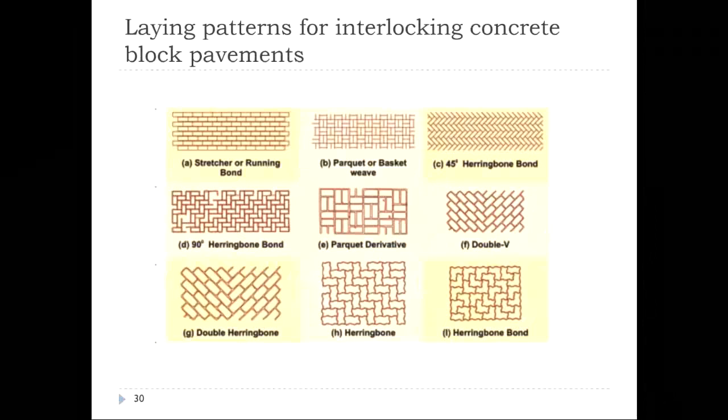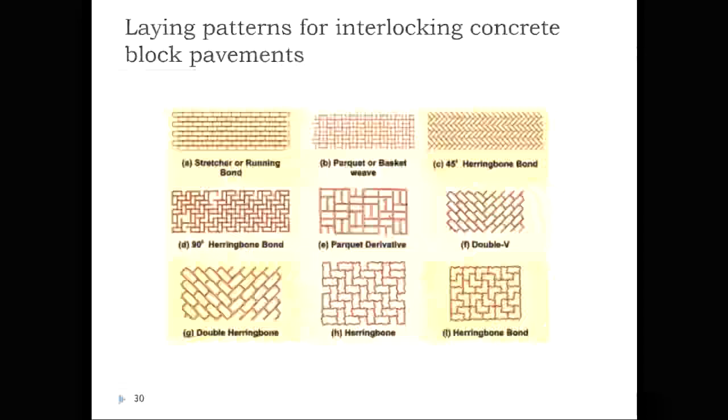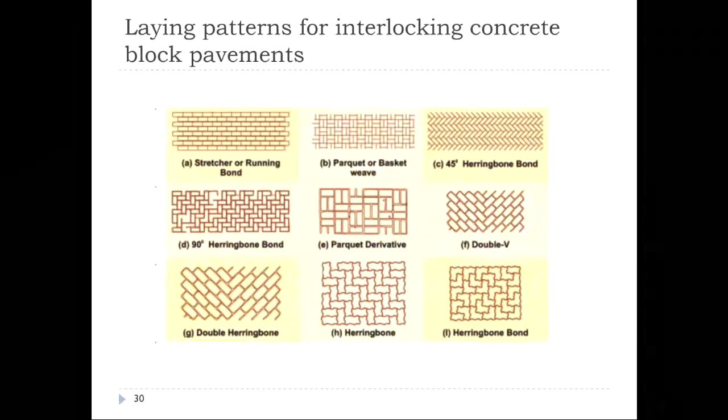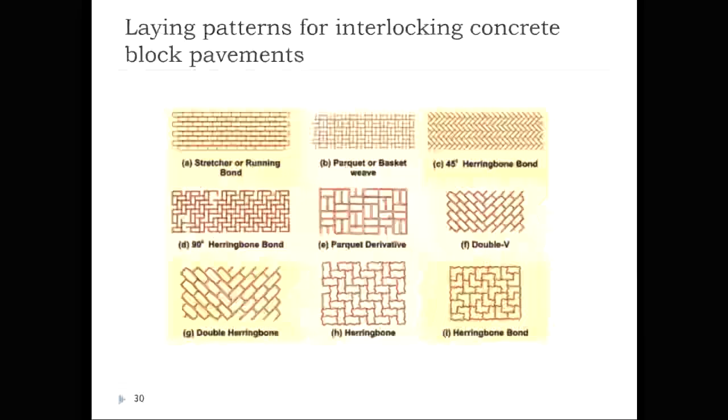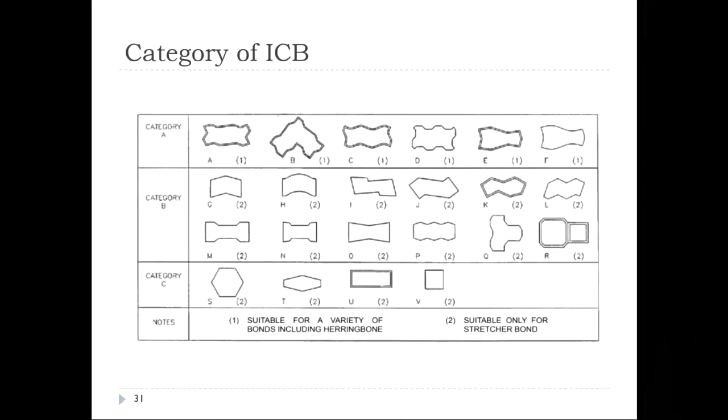Okay, now coming to the laying pattern, there are several laying patterns which have been identified in the code. Possibly you would be aware of these laying patterns. These are the conventional structure or running bonds. The most common one people tend to adopt is the herringbone laying pattern. Now there are different categories. This has become very common, so that we find even people using it in residential areas also.